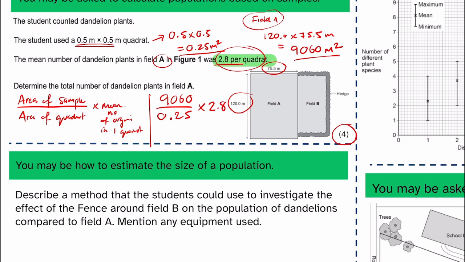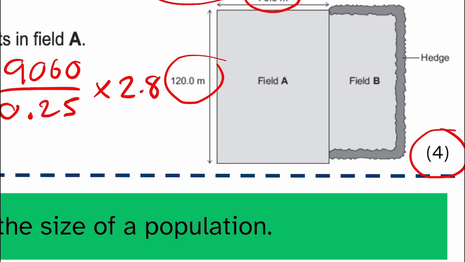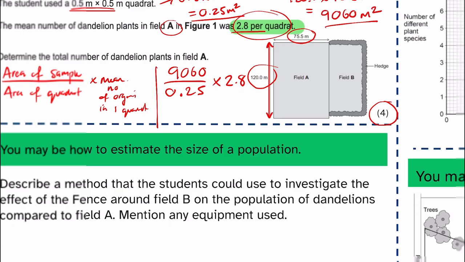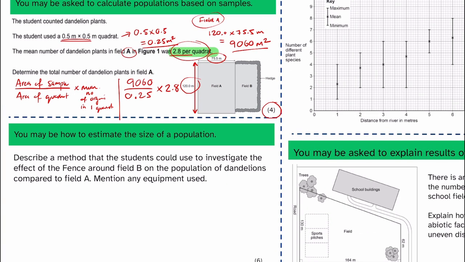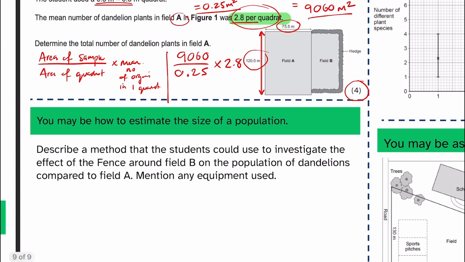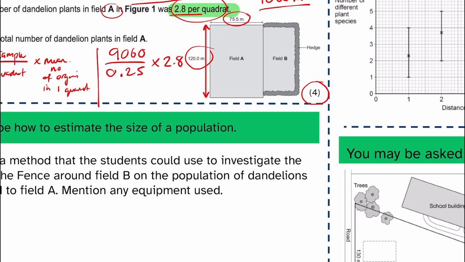Where do I get 120? I got the 120, Chris, because the field is 120 meters in length here. Okay, no problem. Please ask questions, because if one person's thinking it, it's quite likely that other people are thinking it too. Right, so let's have a look at the other one.